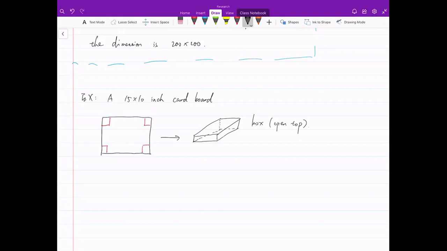Sounds good? Now question, how big is the small square we should cut in order to maximize the volume of the box?